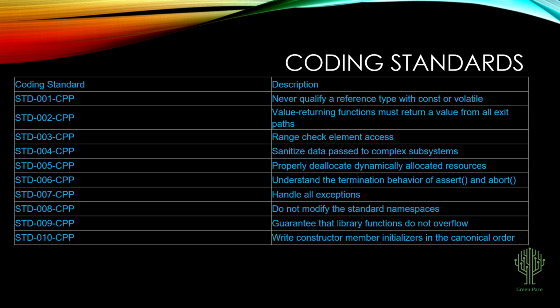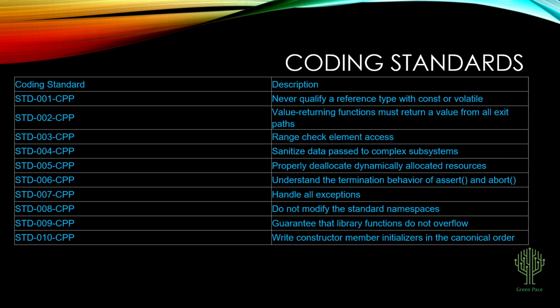3. Check the range before accessing elements in a structure to prevent out-of-bounds errors that could crash the program or open up security flaws. 4. Make sure the data is sanitized before passing it to complex subsystems so that any untrusted input data doesn't cause unexpected behavior or vulnerabilities. 5. Always release dynamically allocated resources properly to avoid memory leaks and potential system instability. 6. Understand what happens when you use assert or abort functions because these functions can end your program abruptly, and that might not be what you want.